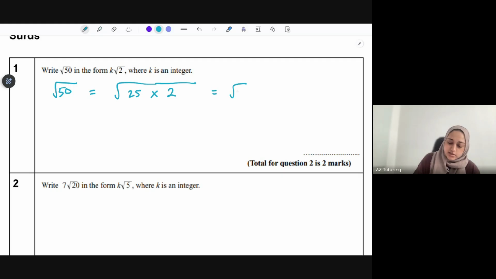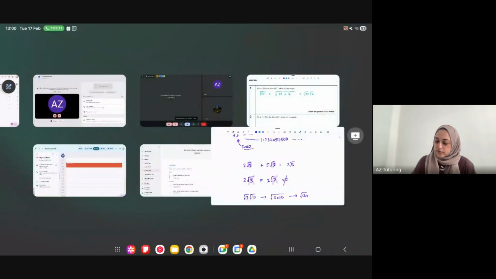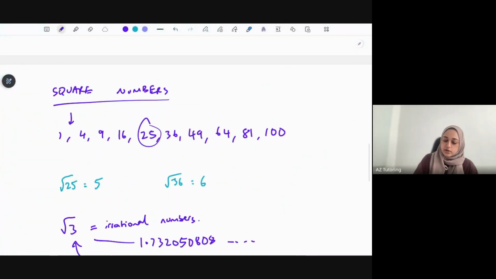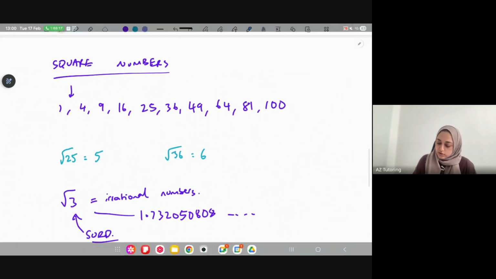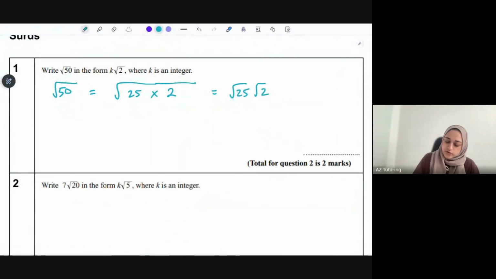I can split that surd into root 25 times root 2, and you should notice root 25 is a square number. It's over here. And root 25 is 5. So root 25 is 5, so we could just change that to a 5 and then keep root 2 there. So our answer is just 5 root 2.